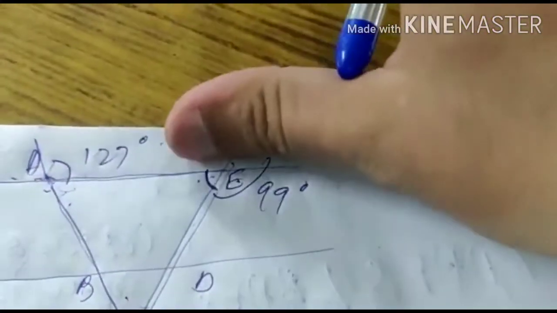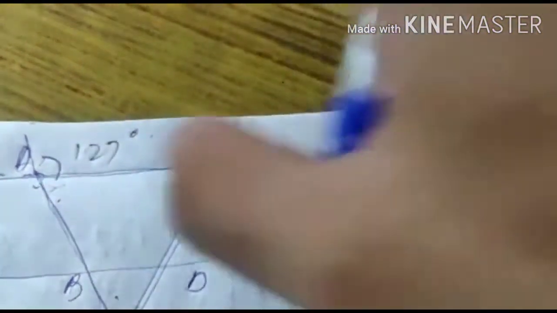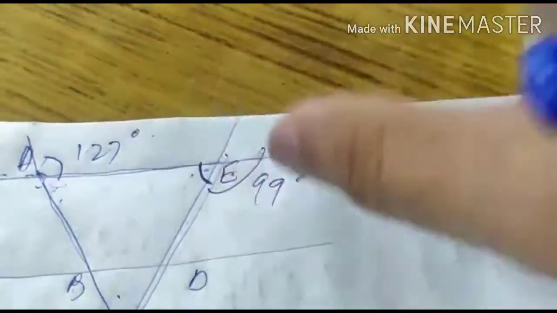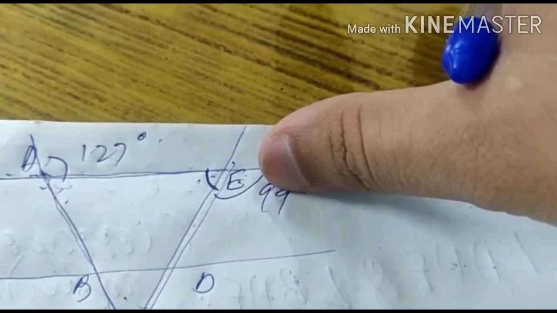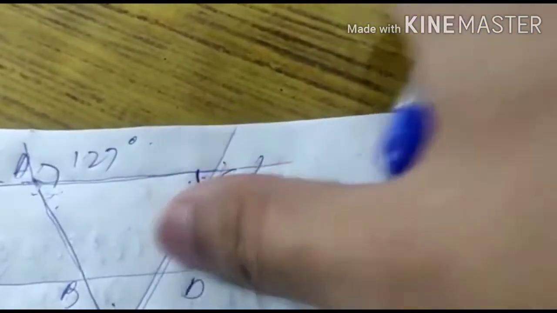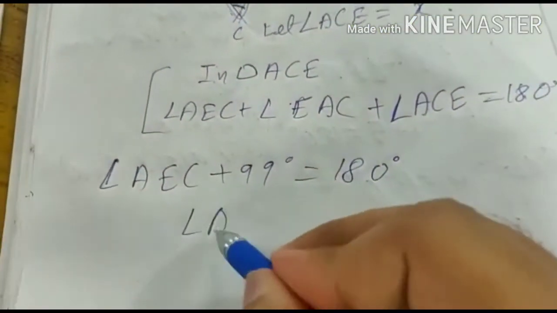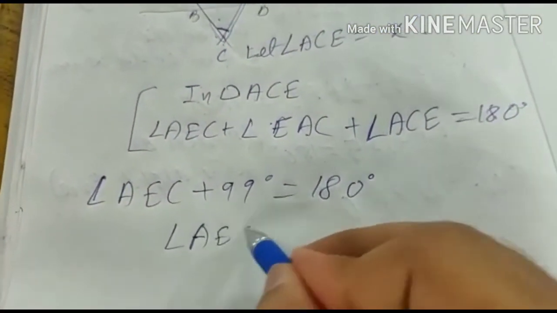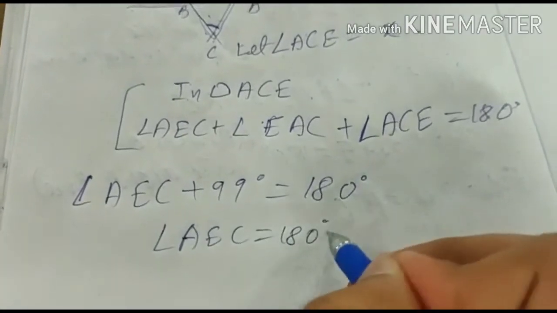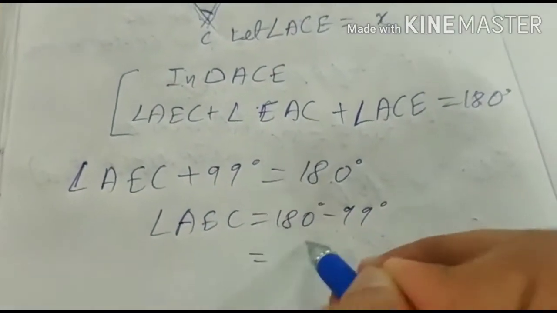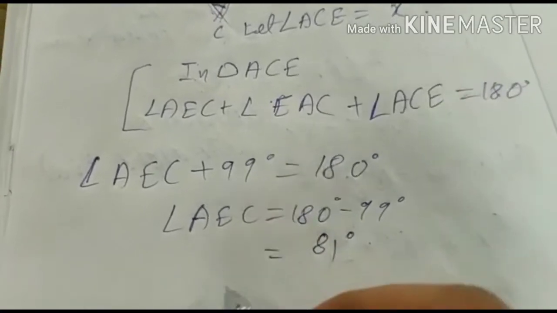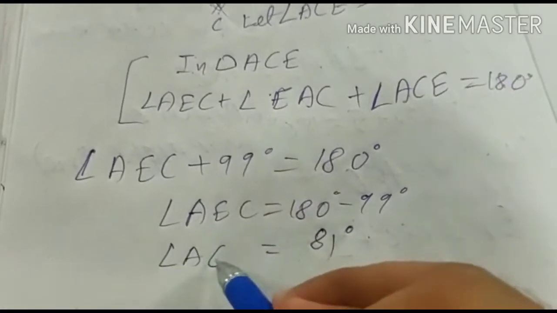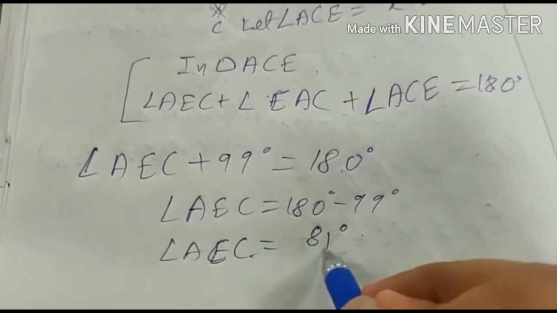These are the angles on a straight line. So the sum of these two angles will be equal to 180 degrees. As I have told you, on a straight line cut by a transversal and on the same side, these two angles sum to 180 degrees. So angle AEC will be equal to 180 degrees minus 99 degrees, which is 81 degrees. Angle AEC equals 81 degrees.